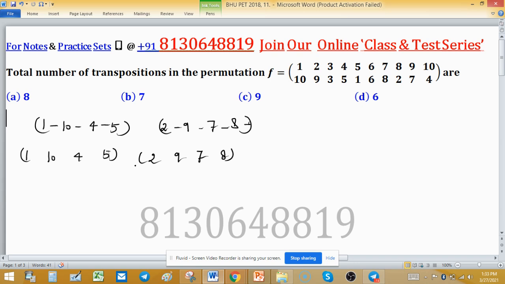So the total number of transpositions: 1 is going to 10, this is first. 1 is going to 4. 1 is going to 5. 3 transpositions from the first cycle and again 3 transpositions from the second cycle. So there are a total of 6 transpositions for this particular permutation. So option D is correct.